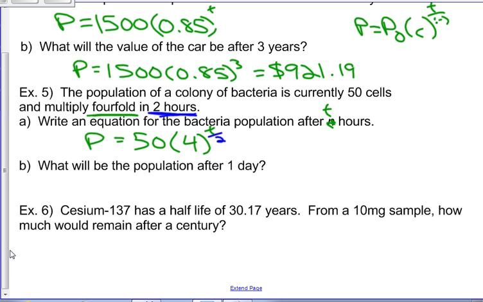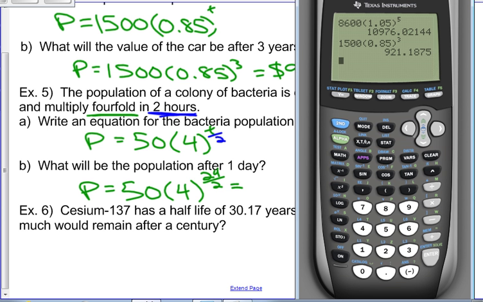What will the population be after 1 day? So here's what we'd be tempted to write. Put in 1 for t. But remember that we did our smiley face in hours. That means we need to do our t in hours as well. We have to have a common unit of measurement. So I'd put in 24 for 24 hours in 1 day over 2.